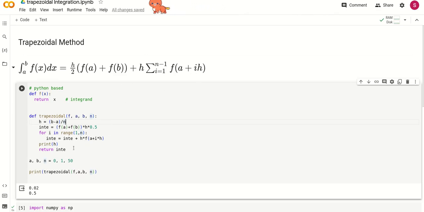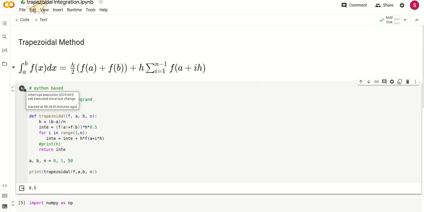Very straightforward implementation, and I am not printing h, not required, and return int. Now I am setting a equals to 0, b equals to 1, and n equals to say 50. So I am calling the function, print trapezoidal, f the function, a is one limit, b is another limit, n is the number of segments.